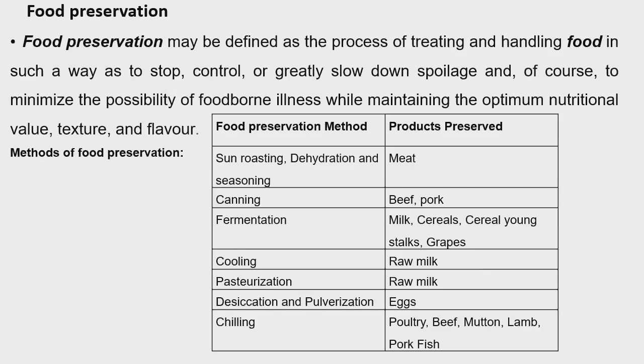Chilling. The products that can be preserved by chilling are poultry, beef, mutton, lamb, or pork and fish. Chilling refers to cooling or freezing, or storing the products at very low temperatures so that you deactivate the microbial activities.